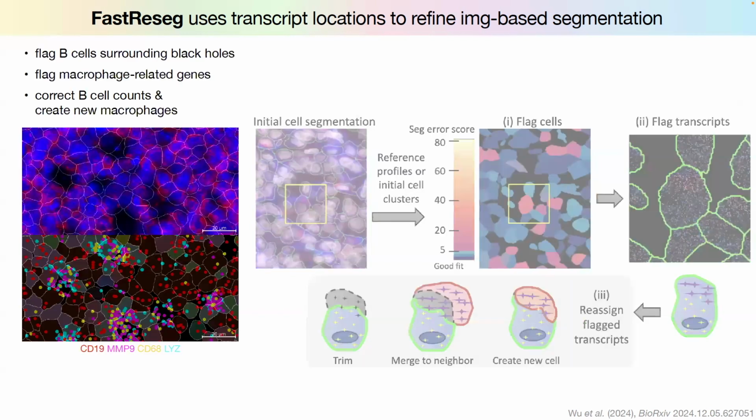And in the case of this example here, what's going to happen is these cells get flagged because they're dirty. The macrophage-related genes within these cells will get flagged because they don't belong there. And then we will correct the counts of these cells and potentially create a new cell in this black hole. That's what this approach would want to do in this kind of scenario.